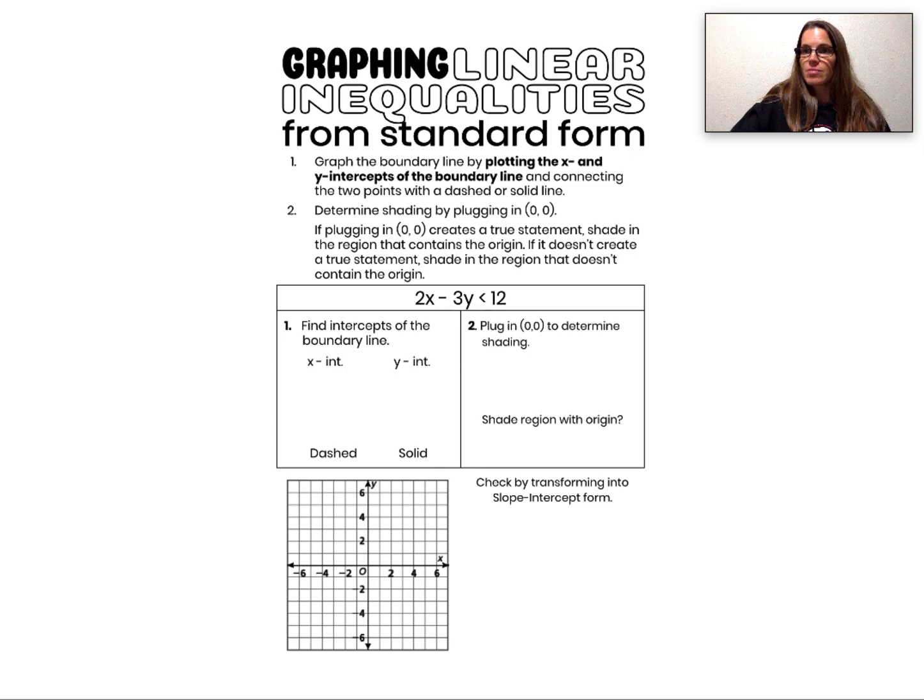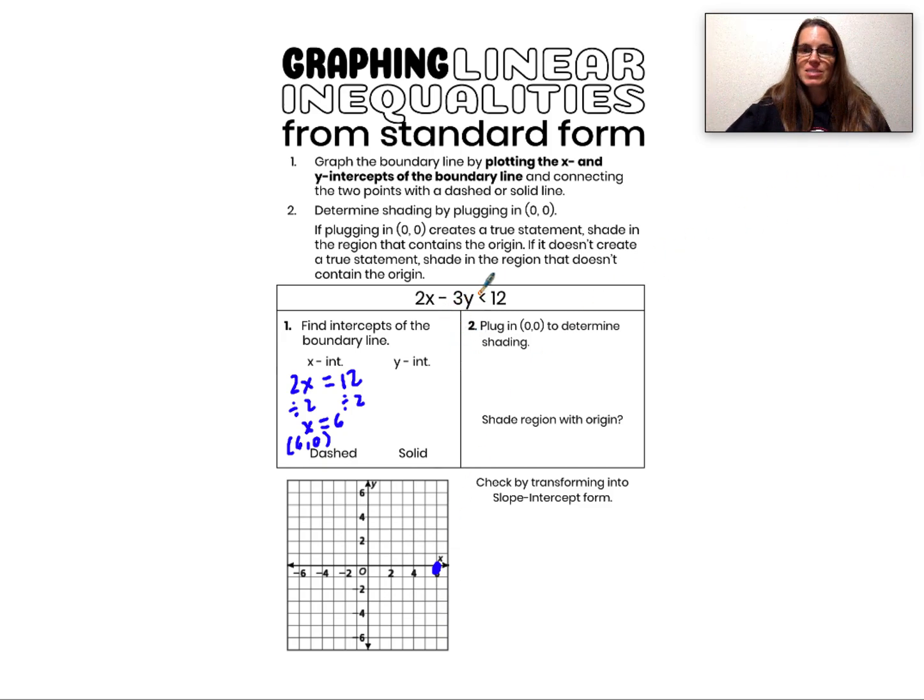The x-intercept of the boundary line is found by solving this two-step equation. Plugging in 0 for y, 2x equals 12, divided by 2, divided by 2. There is not a lot of space here. X equals 6. That means my x-intercept is 6, 0.